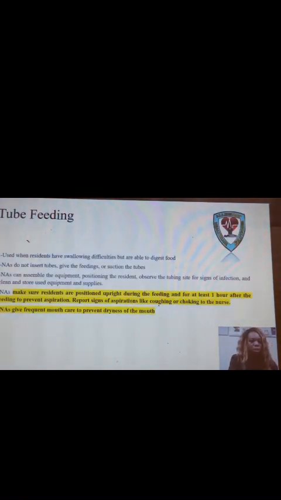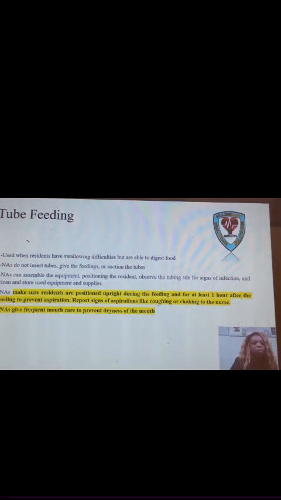Let's talk about tube feedings. They are used when residents have swallowing difficulties but are able to digest food. So as a nursing assistant, you do not insert tubes or give the feedings or suction the tubing. Now, what you can do is assemble the equipment for the nurse. You can position the resident. You can observe the tubing site for signs of infection, and you can clean around the site. And you can assist in storing the equipment and supplies.